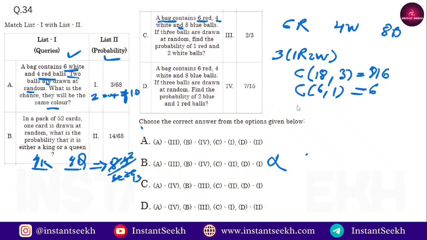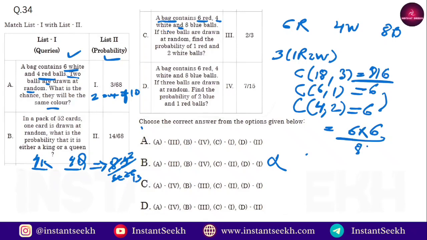How many possibilities do we have for white? A total of 4 white balls are there, and we want 2, so C(4,2). This will give you 6 as well. Now how to find the probability for one red ball and two white balls? It will be 6 into 6, this multiplication, divided by the number of ways of picking the 3 balls, 816.